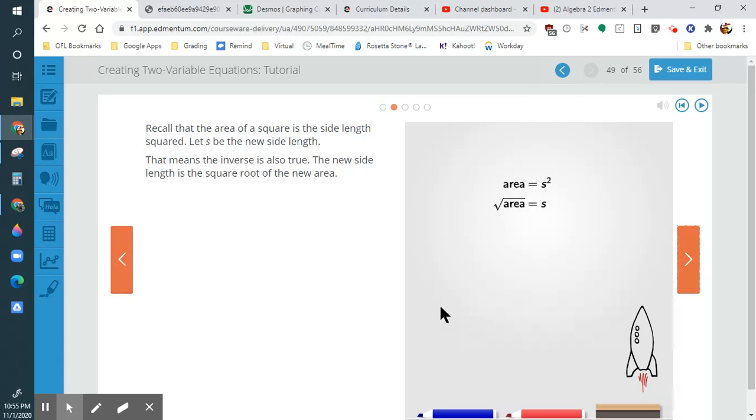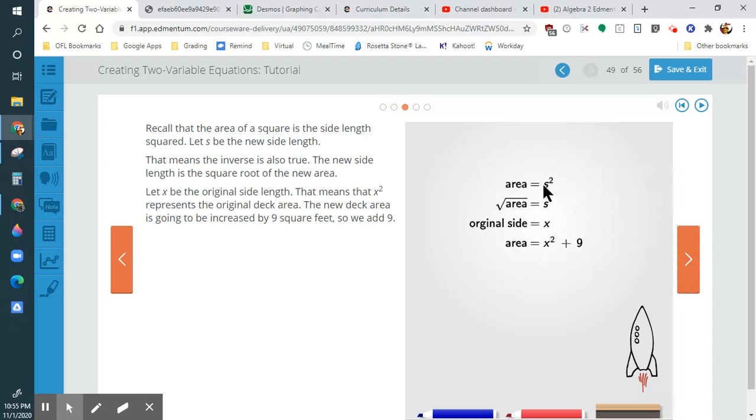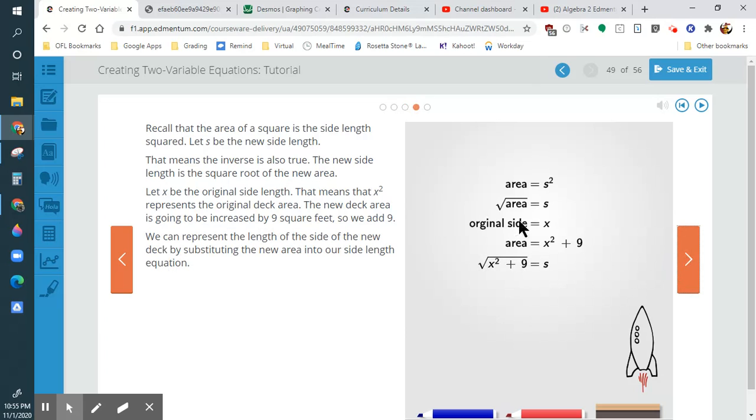So let's get into this. In other words, the side is equal to the square root of the area. Obviously, that's how they cancel out. So if the original side is x, what we're going to do here is x squared, and we're going to add 9 feet to the area. That's where we get this. I feel like this one would have been useful for you guys in the last unit. I don't know why they didn't do it. All right, and this is how we can solve for the new side.